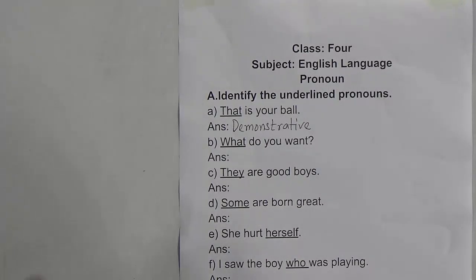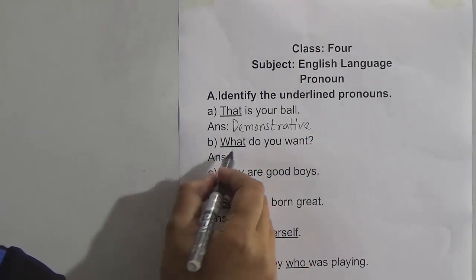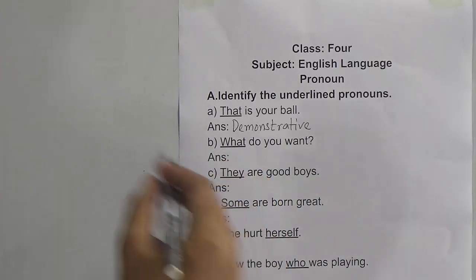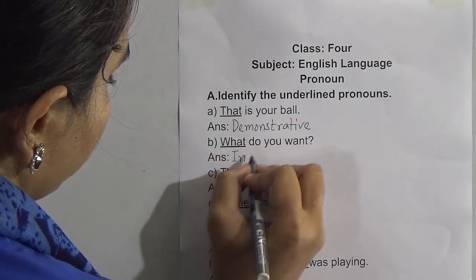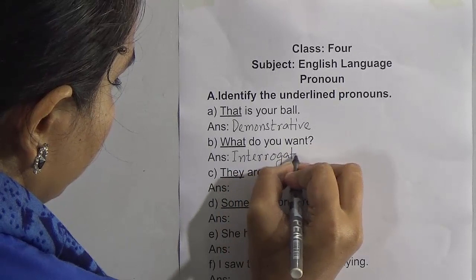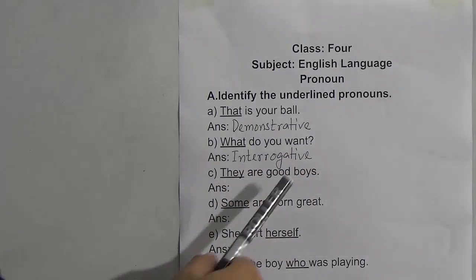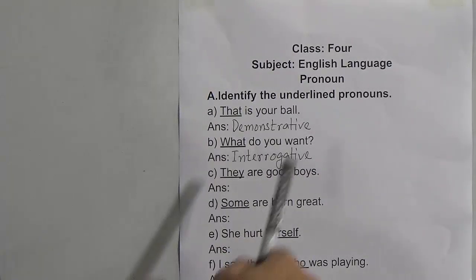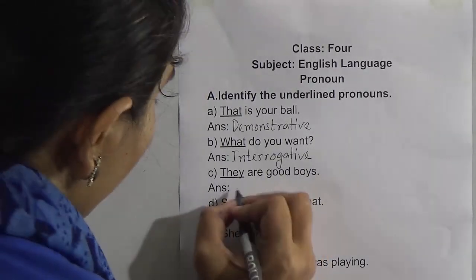Now look, number B, what do you want? The word what is underlined here, and by using this word we ask questions, so it will be interrogative pronoun. Now number C, they are good boys. We use the word they to refer to those boys, that means the person, so it will be personal pronoun.